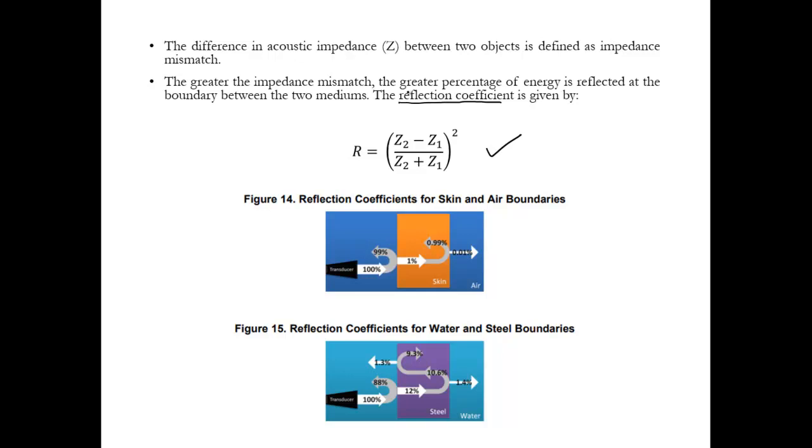Obviously, the greater the impedance mismatch, the greater the percentage of energy reflected at the boundary between the two mediums. So there is impedance mismatch between air and skin and air again. There is a lot of difference between air and skin, so obviously a lot of energy is reflected back. Rather, in this case where we have water and steel, the difference is lesser, so obviously a lesser amount of energy, which is 88% here, is reflected, and 12% goes in. Then again, you have almost 88% going back and 12% going in. So this is how the ultrasonic waves actually travel, because there is something called impedance mismatch that we define in this case. That is Z2 minus Z1 by Z2 plus Z1, whole square. So this is the reflection coefficient that we use as a function of the impedance between the objects.